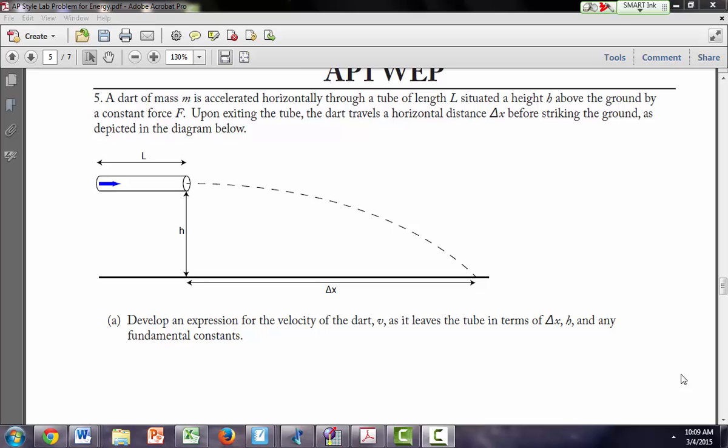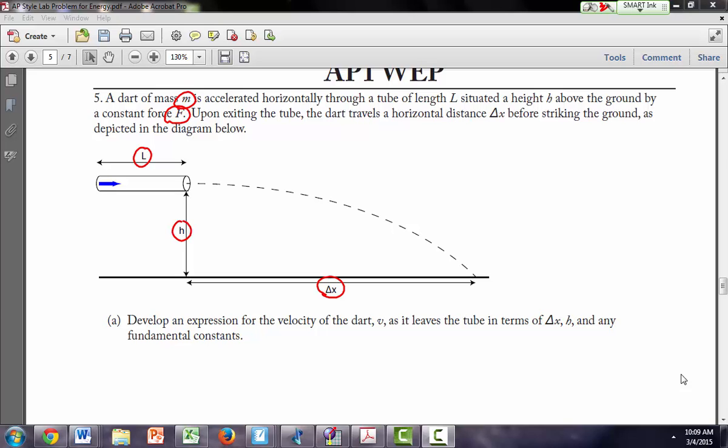So a dart of mass m is accelerated horizontally through a tube of length L. The dart has a mass of m, and we're at height h above the ground, and the force acting on it is a constant force of magnitude F. Once it leaves the tube, the dart travels a distance of delta x horizontally before it strikes the ground, as shown in the diagram. All of those variables that are given there, we can use as given information as we solve the problem.